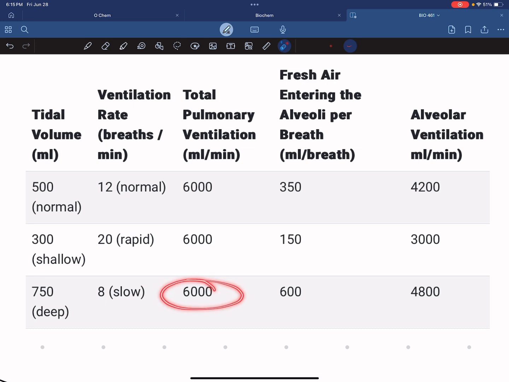Again, we have the same 6,000 milliliters per minute, but we have 600 milliliters of fresh air left after we subtract our 150 from our 750. And so this number, 600 times our breaths per minute, equals 4,800 milliliters per minute of our alveolar ventilation. This is why we say that if you want to get more oxygen, it's more effective to have deep and slow breaths, because our alveolar ventilation is going to work out much better and be much more effective with this type of breathing.